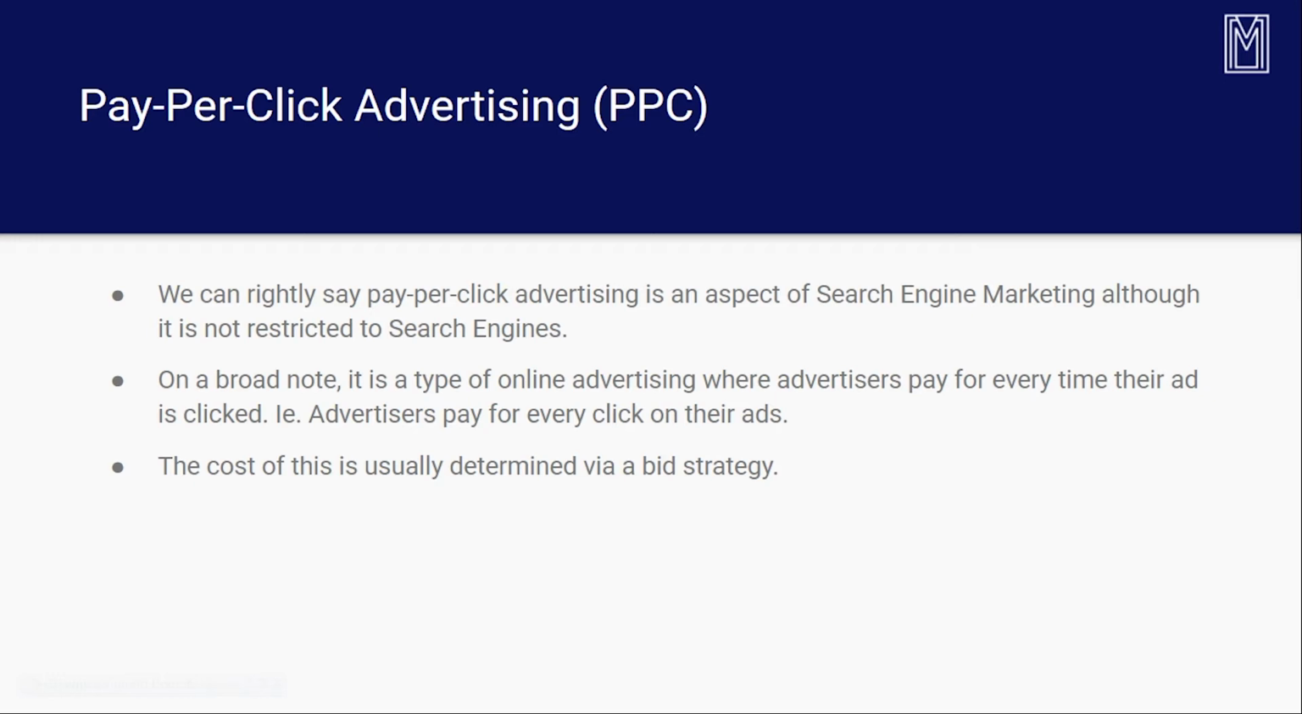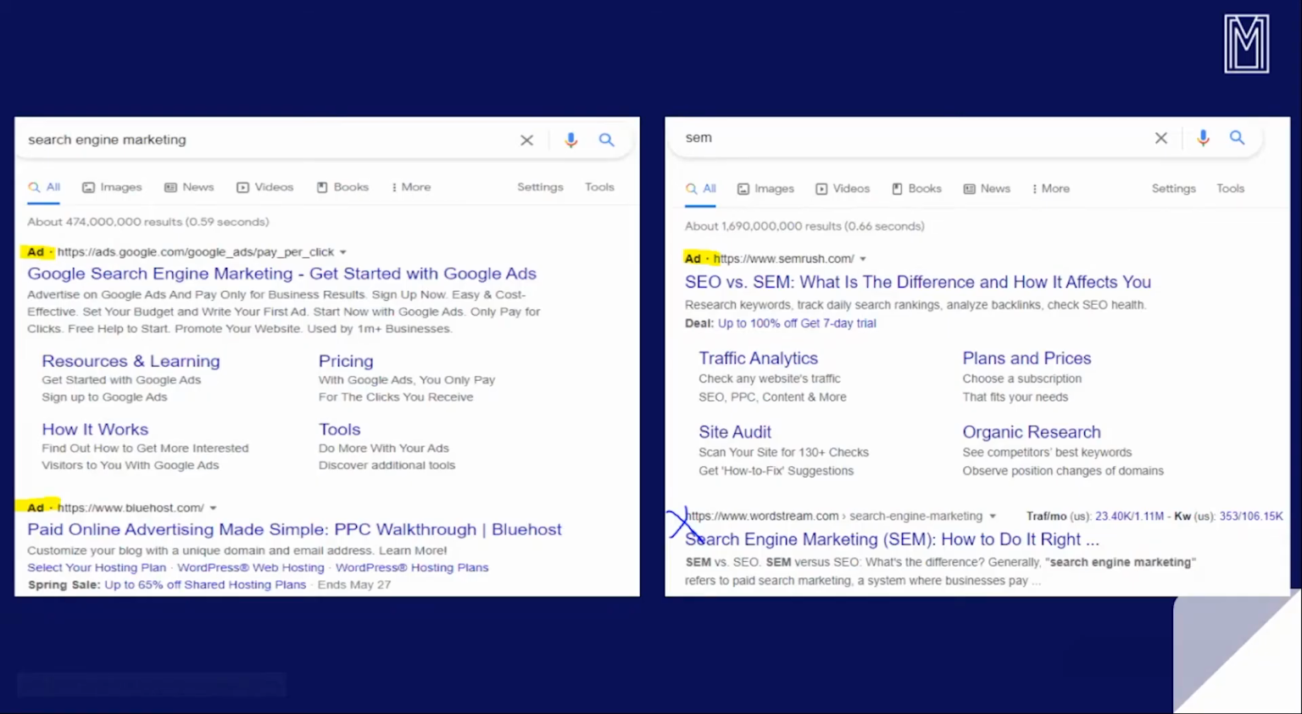Of course, the person that has the highest funds or budget to push up an ad, to spend on displaying an ad, is how they determine who gets pushed out on the search engine. So on a broad note, it is typically advertising where advertisers pay every time their ad is clicked. Explaining this further, we have to bring back these two results again.